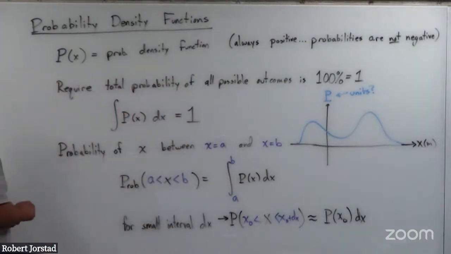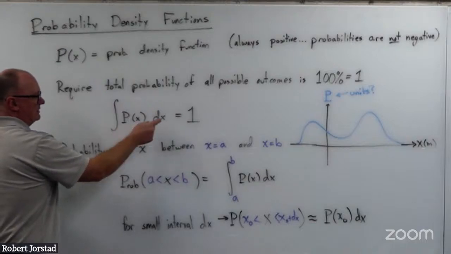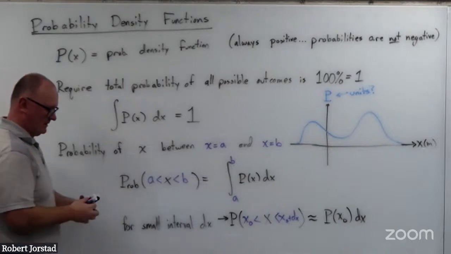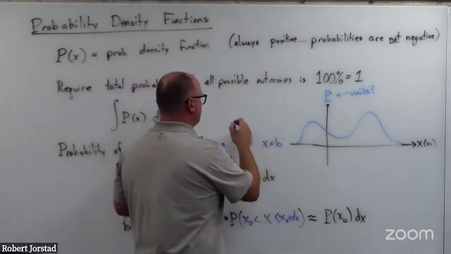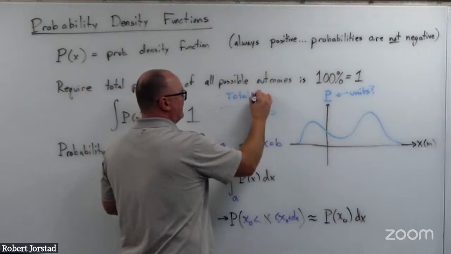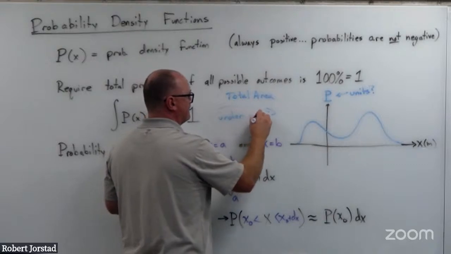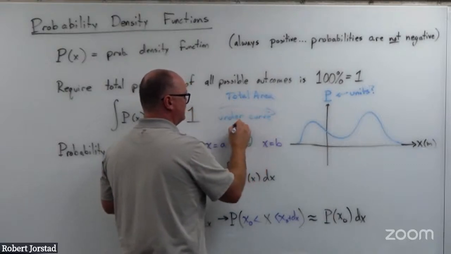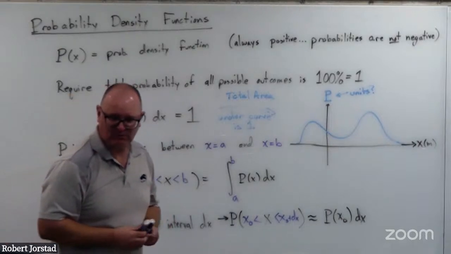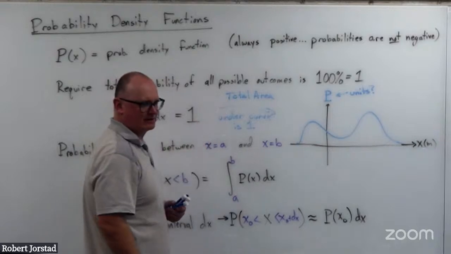Said another way, the integral of your probability density function, and assume x is the variable, dx, is 1. That's a fancy way of saying the total area under the curve is 1. Making sure that shows up. I think I'm gonna have to get a new blue marker pretty soon. It's getting pretty bad. So the total area under the curve is 1.